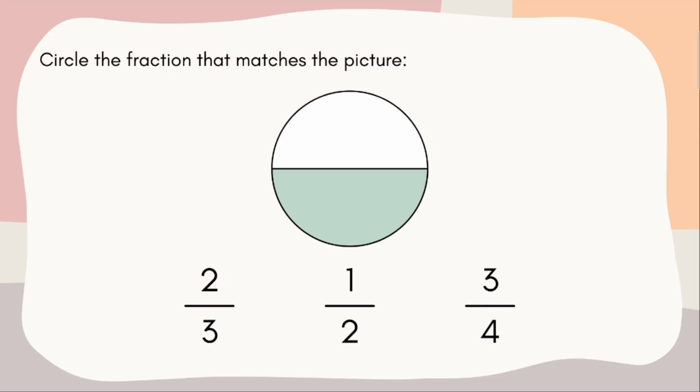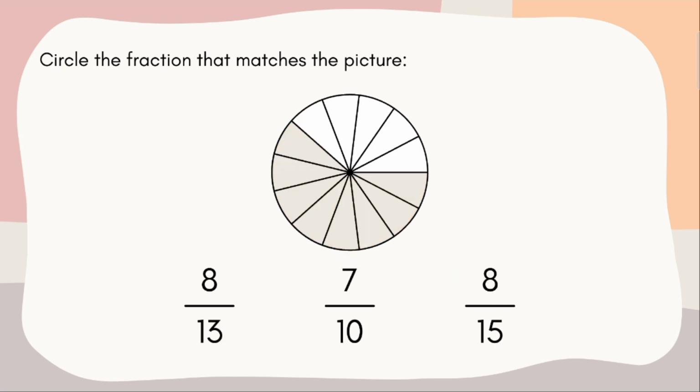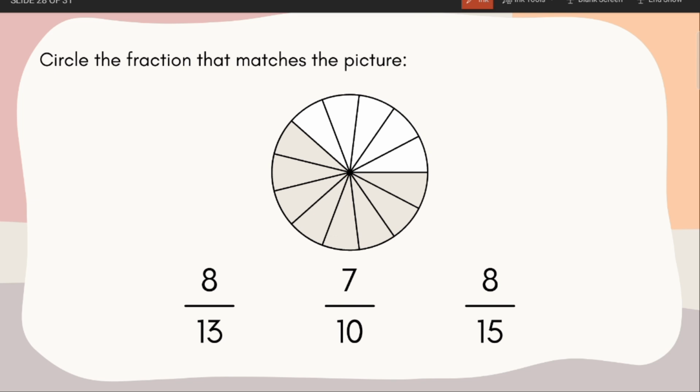Let's move on. Now can you do this question? Okay, let me reveal the answer. The answer is option number B, 1 by 2. This question is the next one. 1, 2, 3, 3 parts and 2 are selected. Option number B, 2 by 3. Okay, now we need to get this.